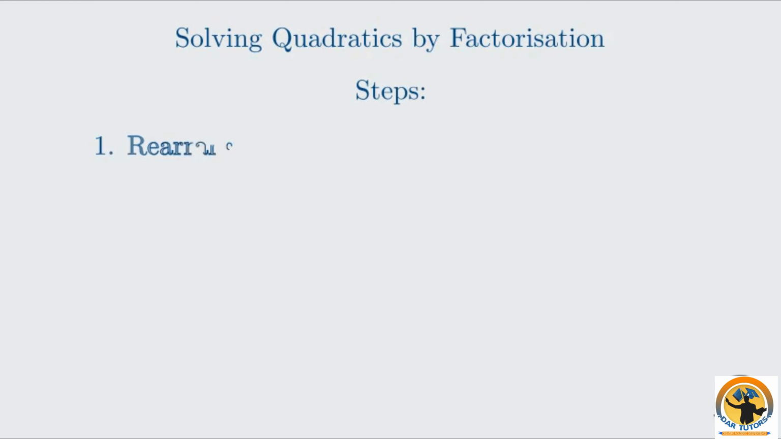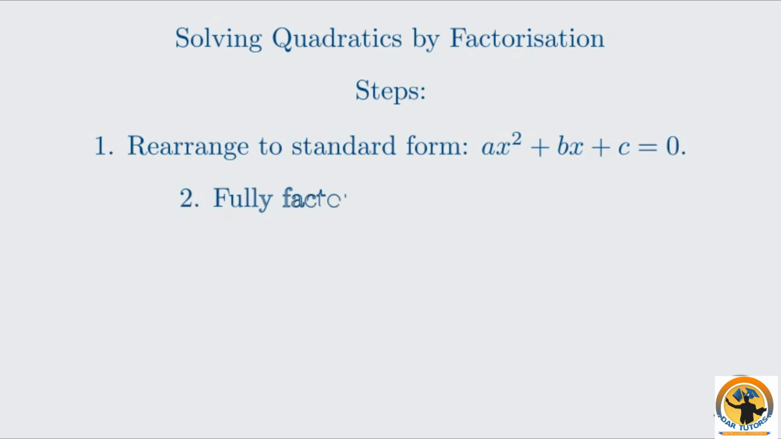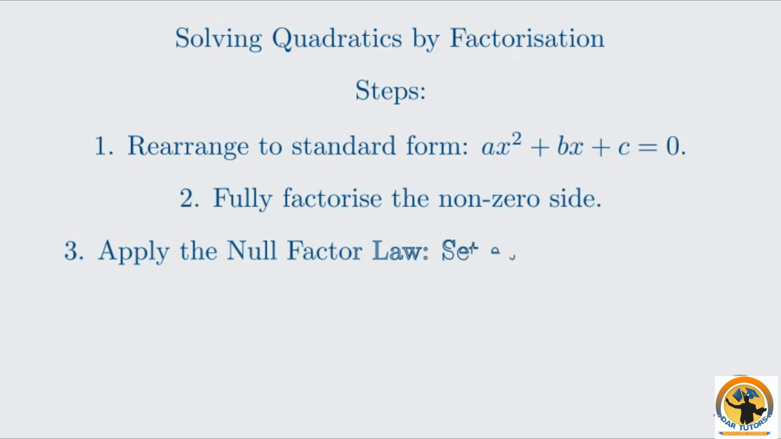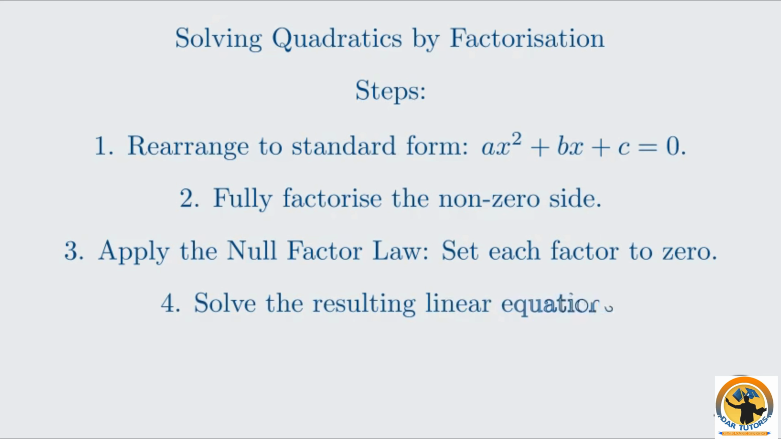Our first algebraic method for quadratics is factorization. This method relies entirely on our null factor law. But first, we might need to do some rearrangement. There are 4 key steps. Step 1. If the equation isn't already in standard form, rearrange it so one side is 0. Step 2. Factorize the other side completely into its linear factors. Step 3. Apply the null factor law by setting each factor equal to 0. Step 4. Solve the resulting linear equations to find your solutions.